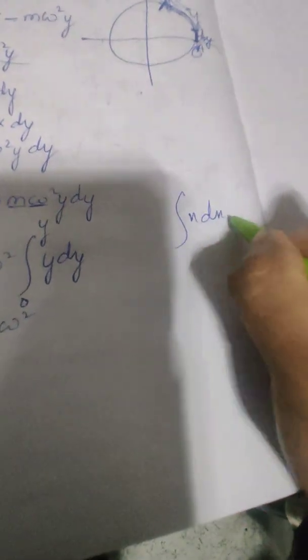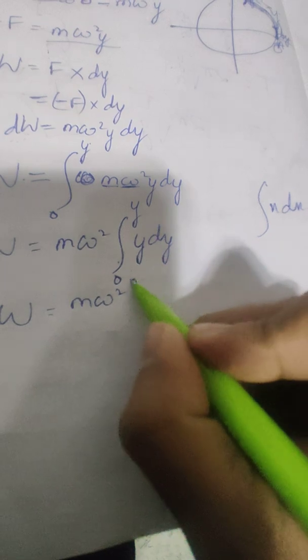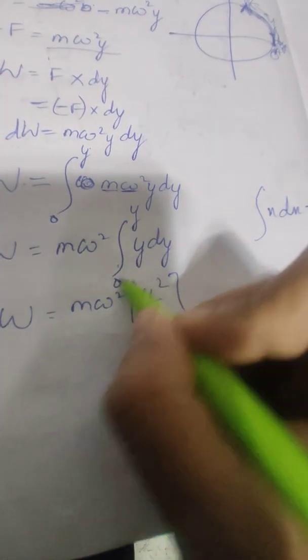You may have studied in mathematics that the integration of x dx is x squared by 2, okay? This is the formula. So the integration of y dy will also be y squared by 2, okay? But there is still a limit, right? 0 to y, so we will put the limit over here.